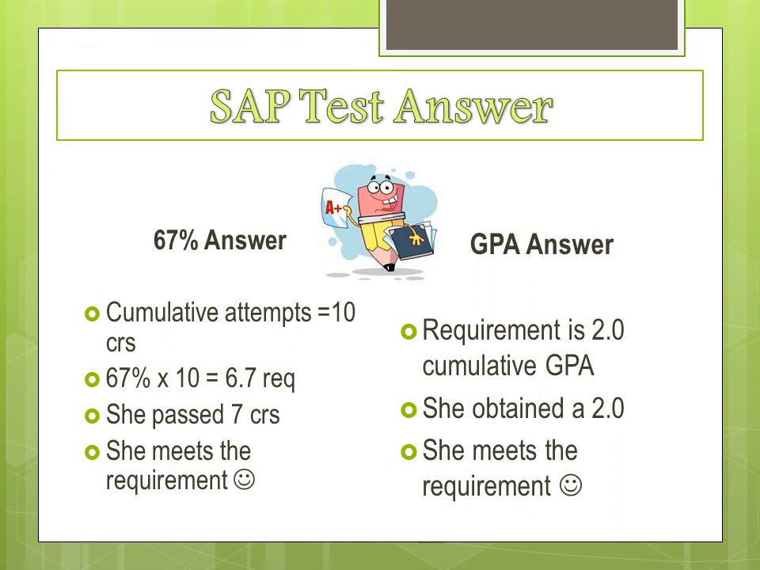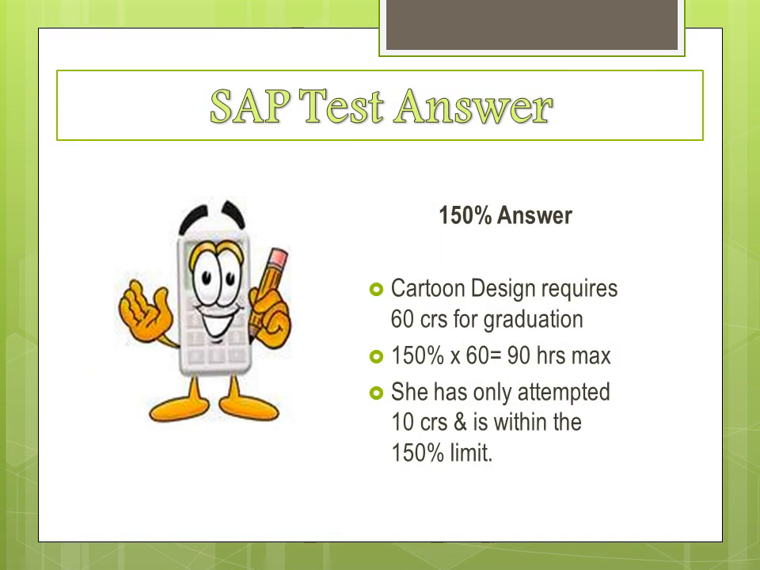Well, let's take a look at 67%. Her cumulative attempted hours are 10. Now 67% of 10 is going to be 6.7 hours. So if she passes 7 credits, she meets the minimum, and therefore she meets that requirement. GPA. The requirement is a 2.0, which includes remedial hours, but she didn't take any remedial hours, and she has the 2.0, so yes, she does meet the 2.0 requirement.